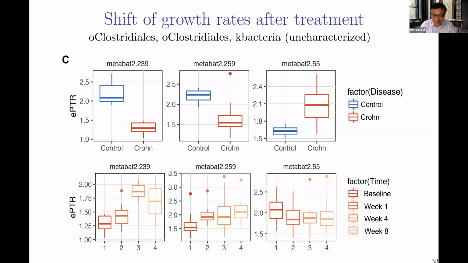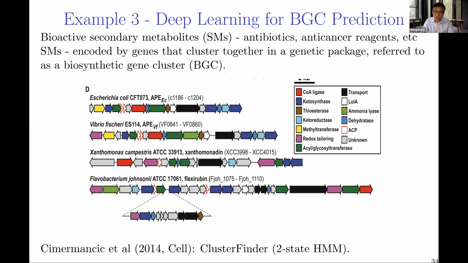Okay. Great. So if no further questions, I'll just move on to the third example, which is more of a computational example. So here's example 3. As I mentioned, one way that the microbial community can affect human health is through producing many really important small molecules and secondary metabolites.